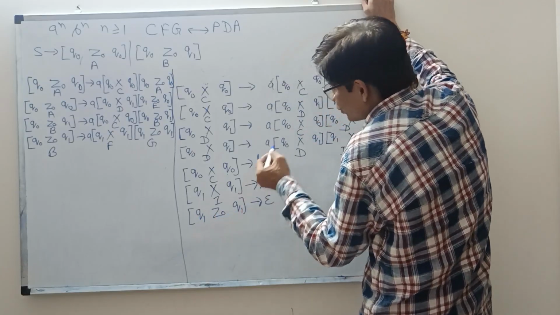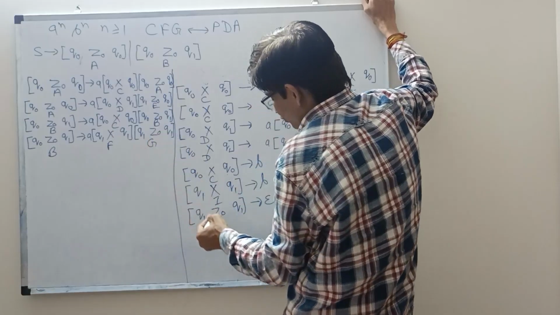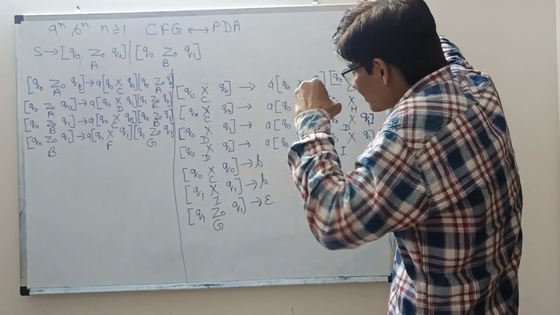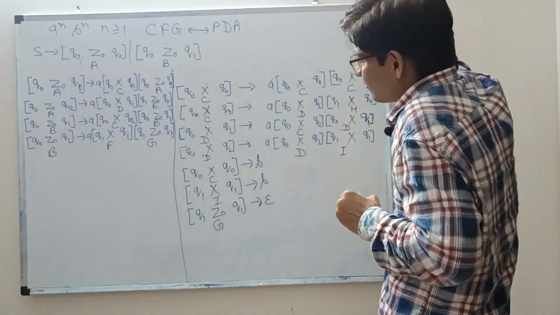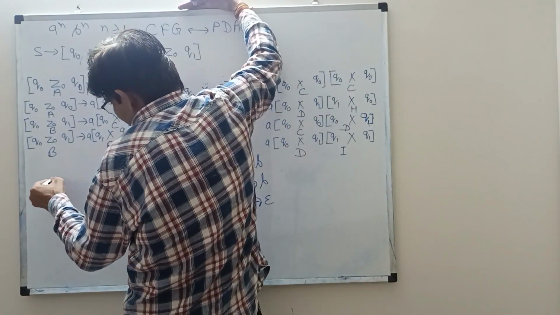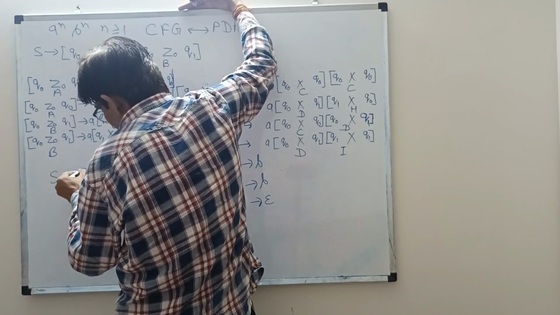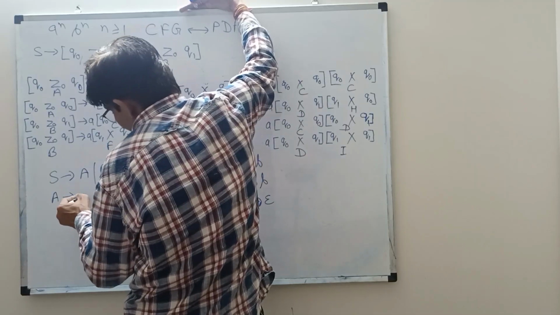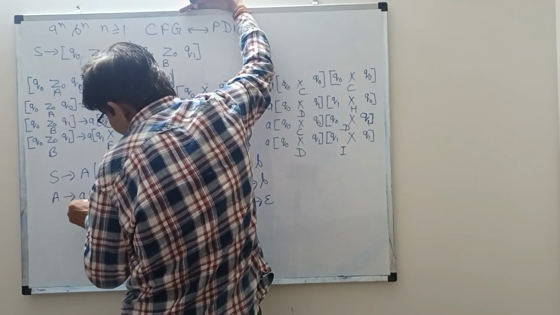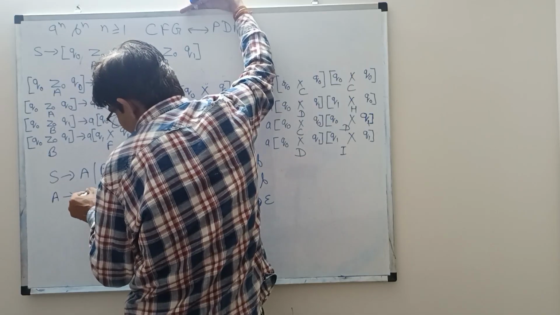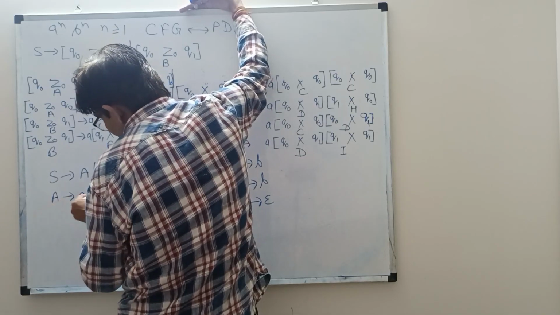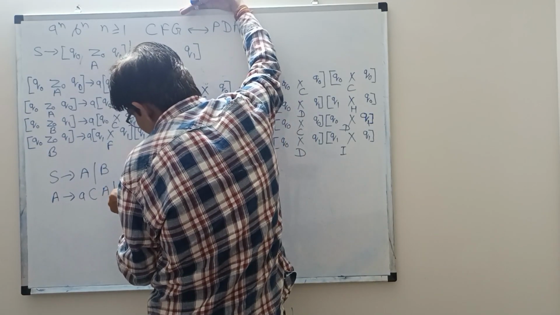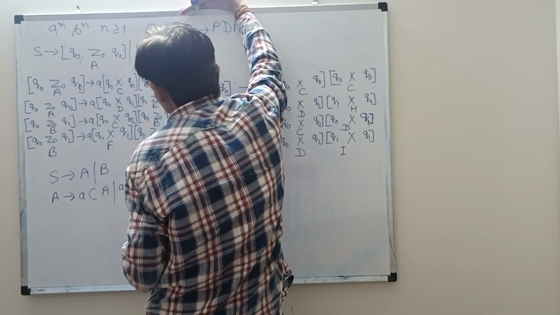Q1 Z0 Q1, we have already given the name Z. So now we have replaced all triplets with symbolic names. I can rewrite this grammar as: S gives A, B. Then A gives small a, capital C, capital A. One more production of A is small a, capital D, capital E.